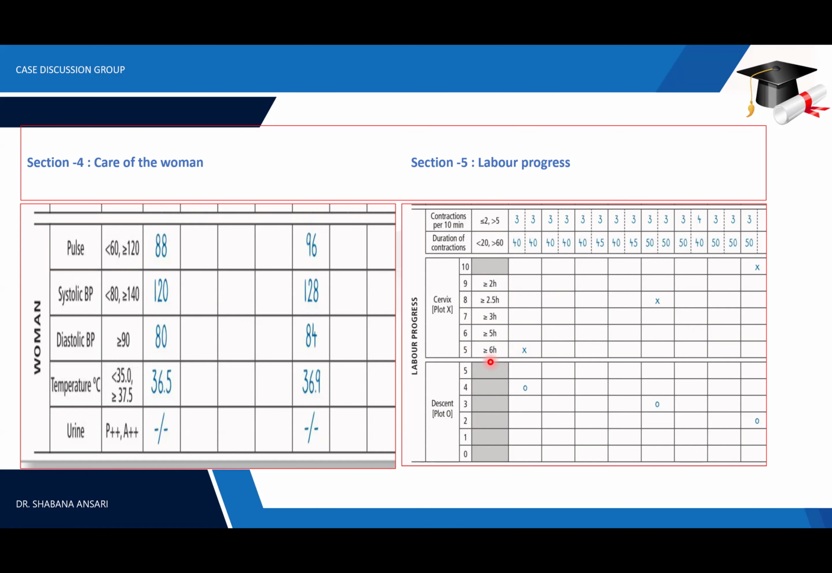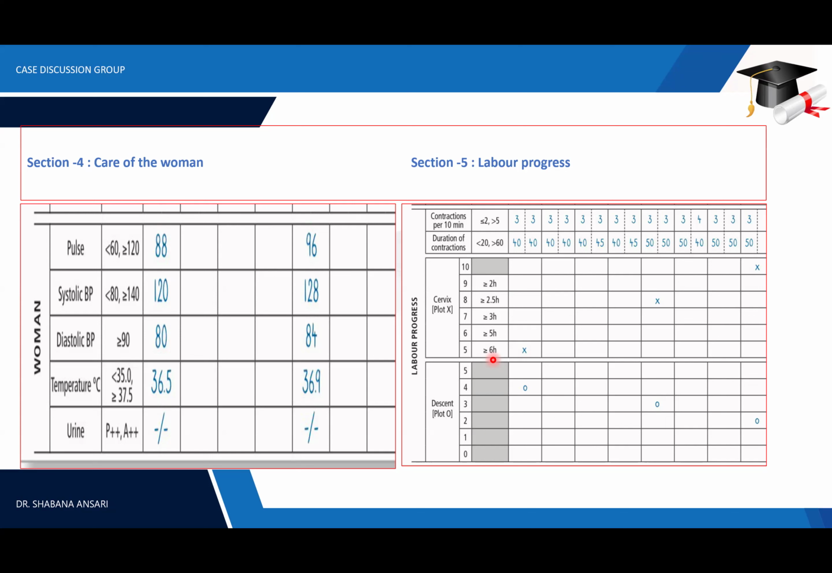What do you see here? 6 hours or more is an alert. So less than 6 hours is okay. But 6 hours or more than 6 hours, if the patient is 5 centimeter dilated, it's going to be an alert. So after 6 hours, if the os is still 5 centimeter, it is an alert. Yes.